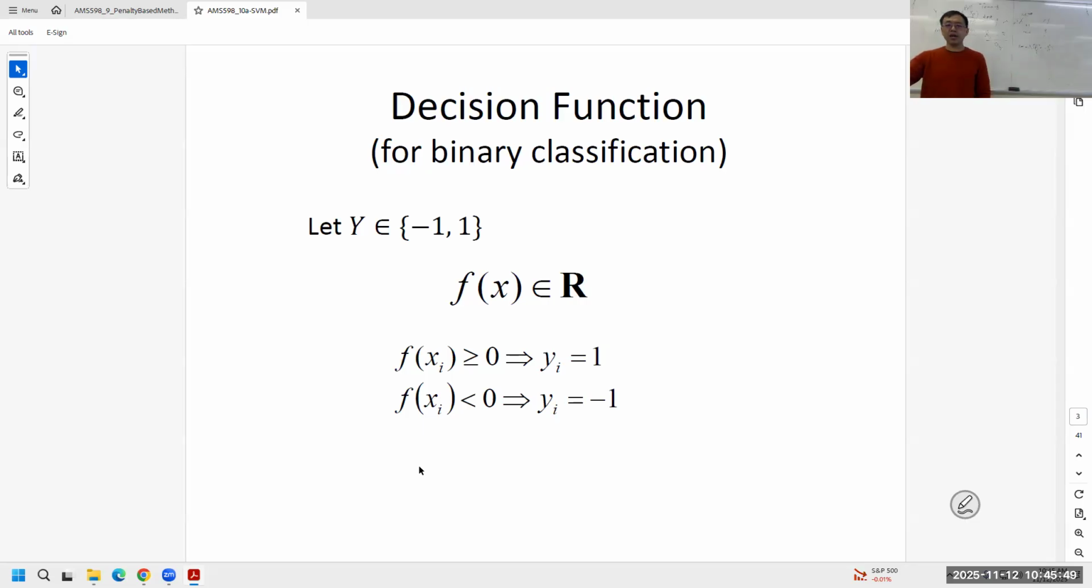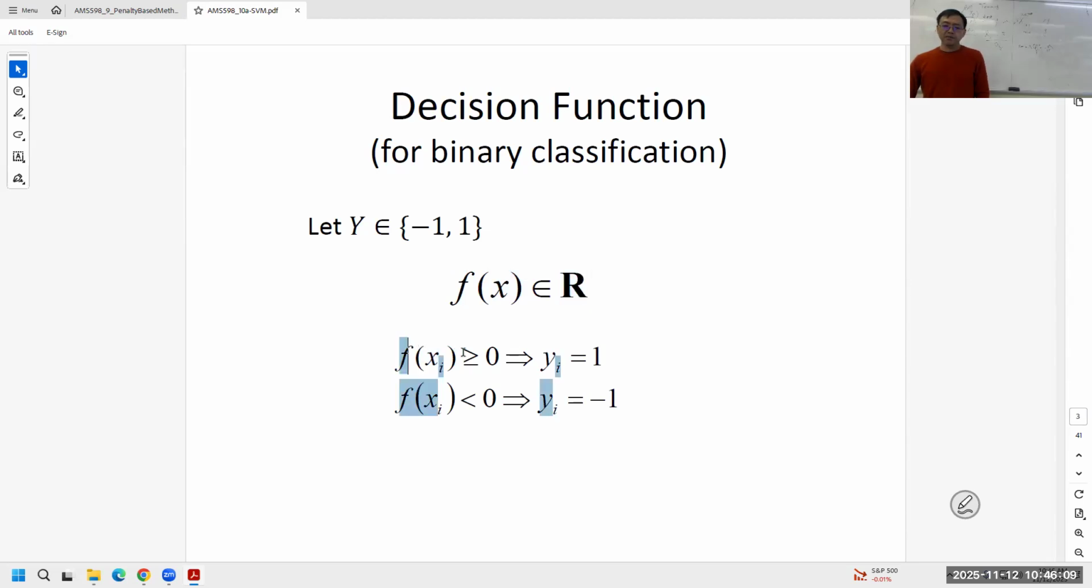In this case, in the SVM, we use -1 and 1, okay? It's the same. So then we want to find some function of x. X is your features, right? Some function of x which can transfer. So f(x) maps your x to a real line, so f(x) becomes a real value.